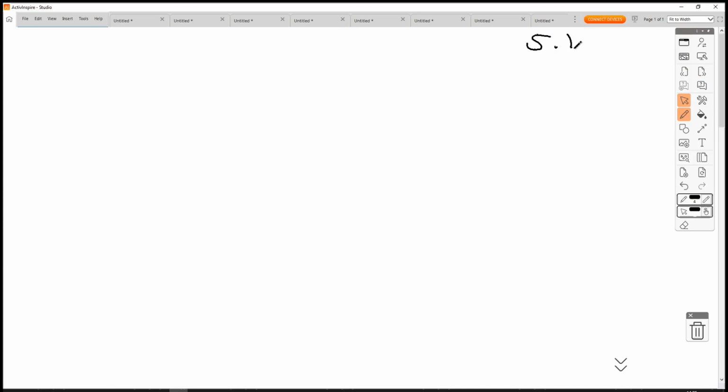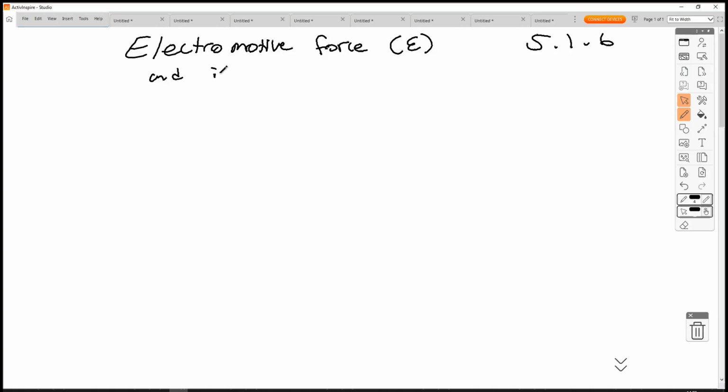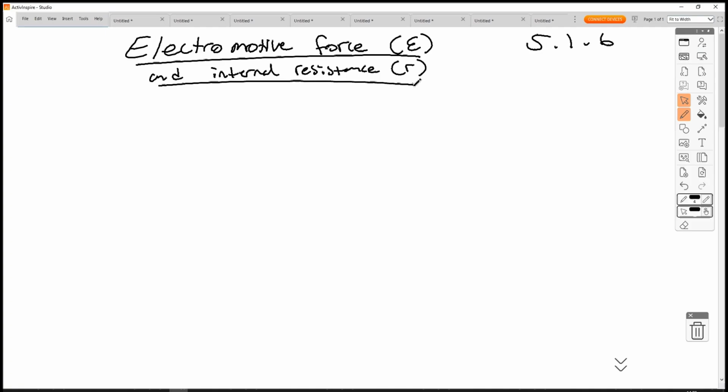This is 5.1.6, electromotive force and internal resistance. So these letters here, this is epsilon, Greek letter epsilon, and that's a lowercase r for internal resistance.